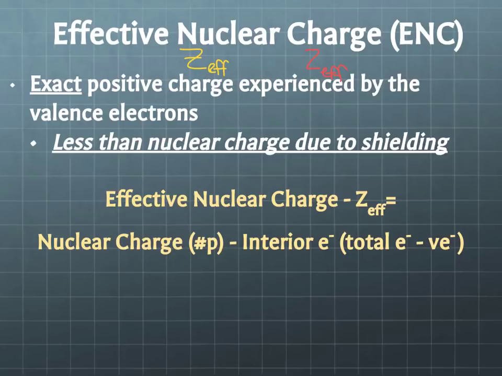So that's exactly what we're going to do. When we calculate effective nuclear charge, we're going to look at the nuclear charge, so the total number of protons. We're going to subtract the number of electrons that aren't valence electrons, and that gives us our effective nuclear charge. Let's look at an example.